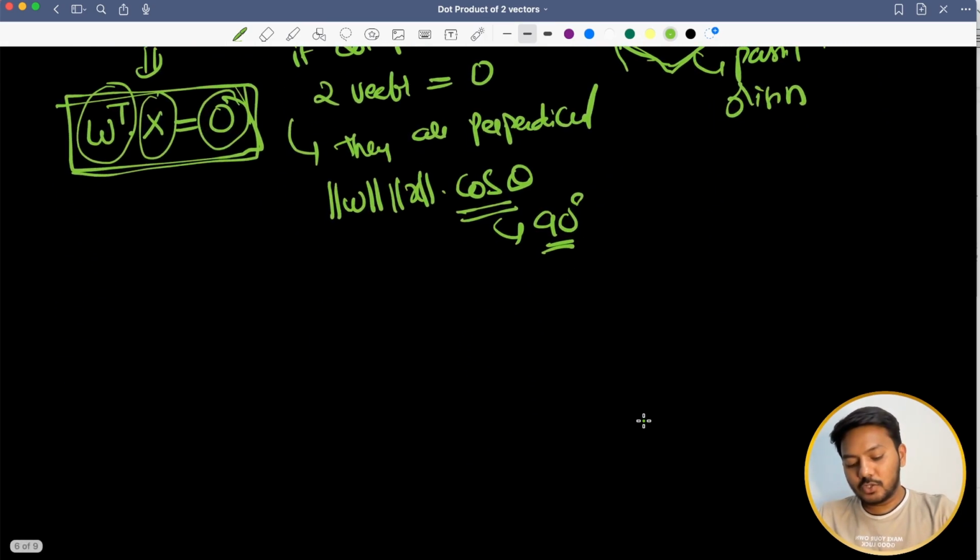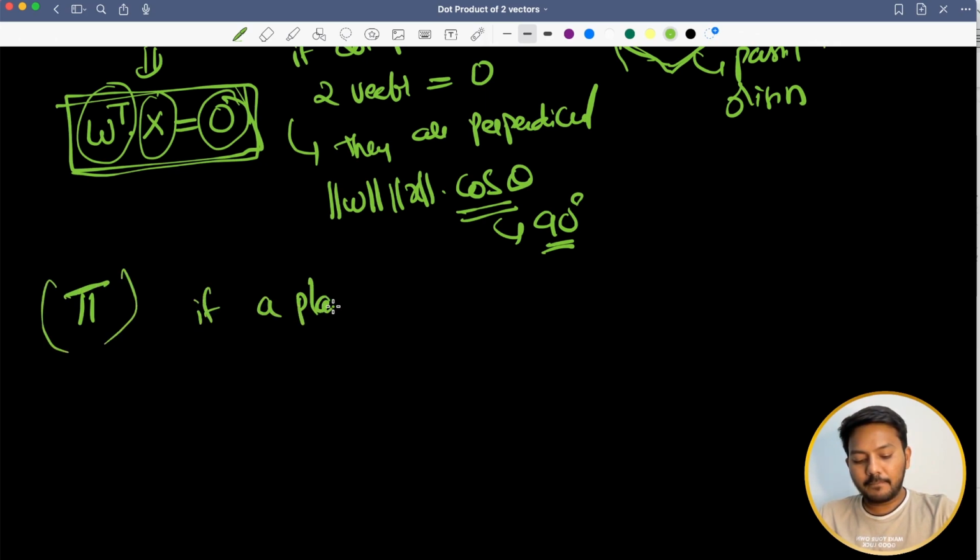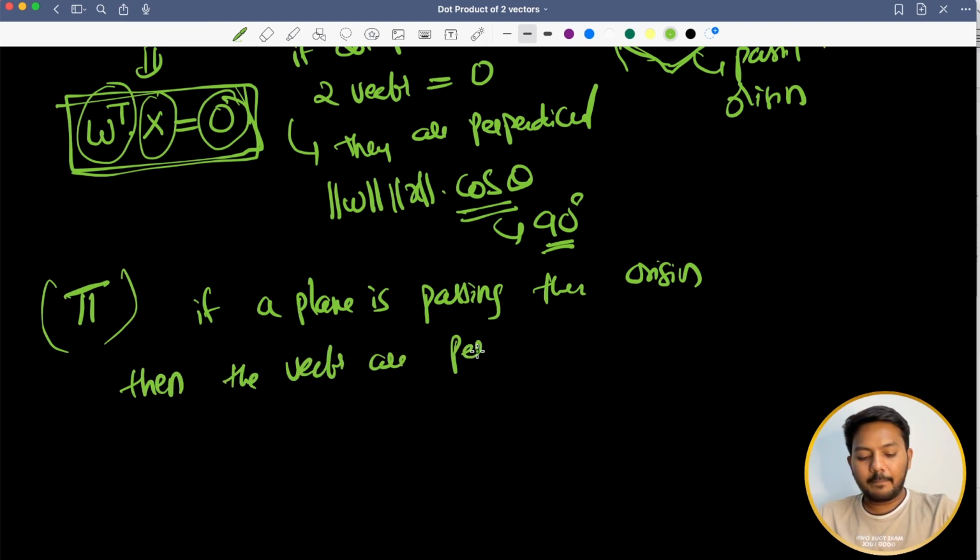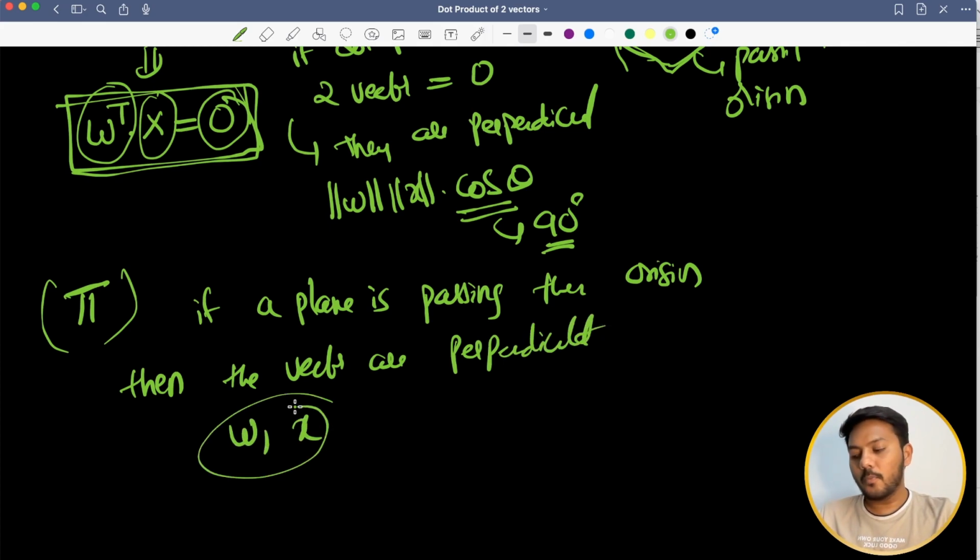Hopefully that is clear. So the final conclusion would be: if a plane is passing through the origin, then the vectors w and x are perpendicular. Hopefully that is clear. I know this is a lot to take in. In the next videos, I will explain why we are talking about w and x, because all the mathematics related to data science is related to this part.